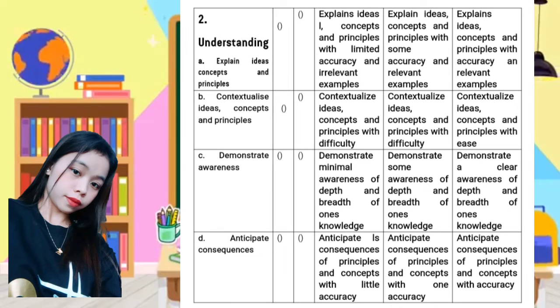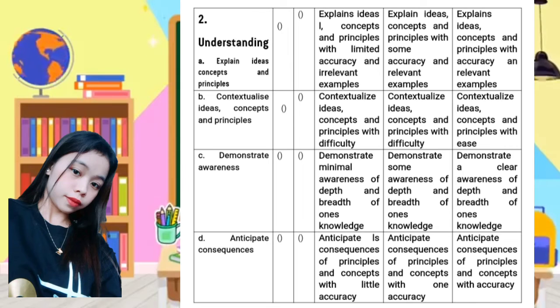Number 2 is understanding. So in understanding, explains ideas, concepts, and principles. So explains ideas, concepts, and principles with limited accuracy and irrelevant examples. Explains ideas, concepts, and principles with some accuracy and relevant examples. So explains ideas, concepts, and principles with accuracy and relevant examples.